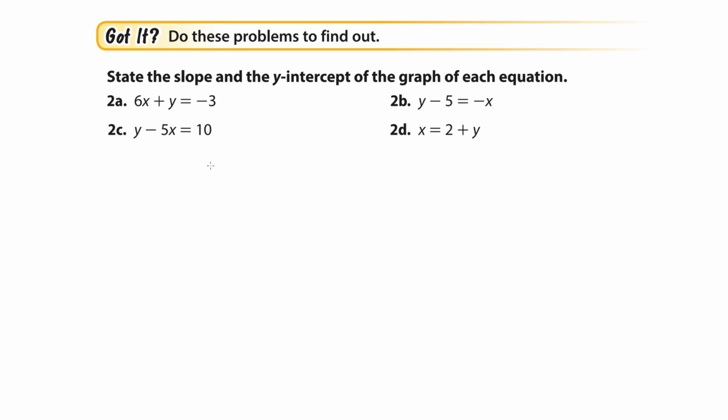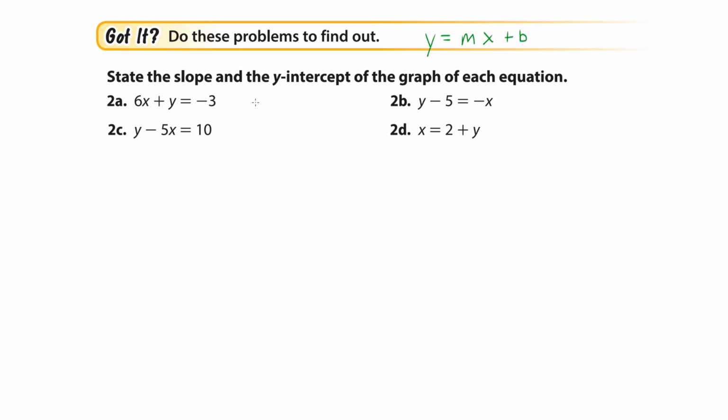are doing the same thing. We're finding the slope and the y-intercept for each equation. The trick on these, though, is they are not in slope-intercept form. Slope-intercept form requires us to have y equals mx plus b.